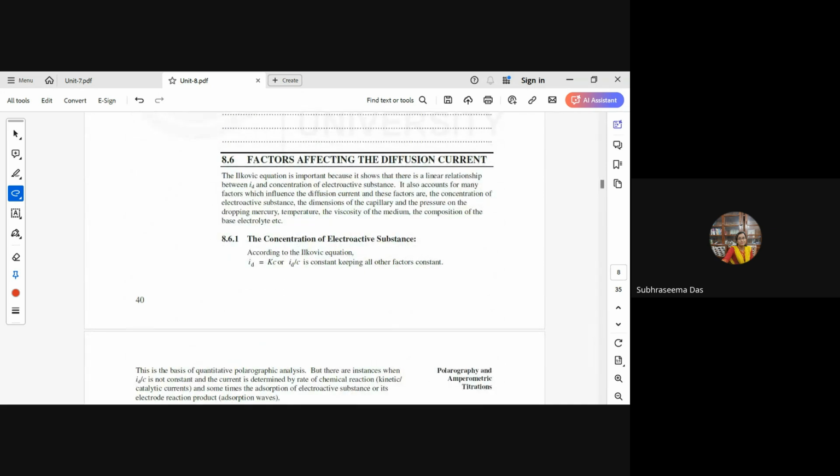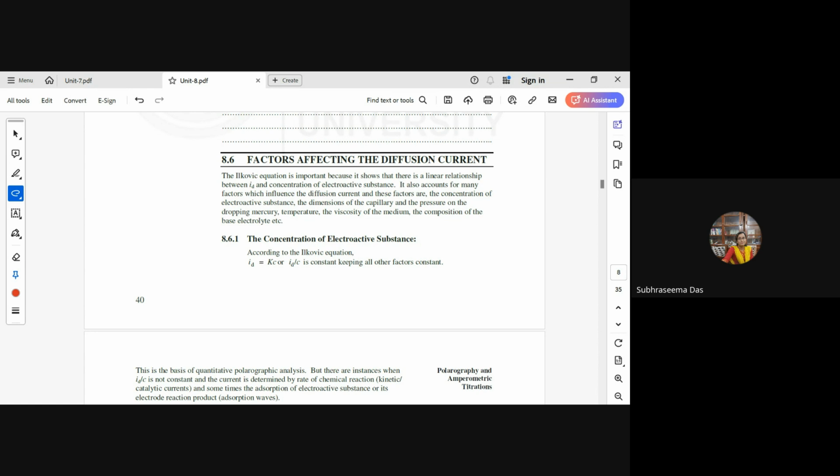Then there are various factors that influence the diffusion current. The major factors are the concentration of the electroactive substance, the dimensions of the capillary used, the pressure on the dropping mercury electrode, the temperature, the viscosity of the medium, the composition, and others. So first, let us come to the influence of the concentration of the electroactive substance.